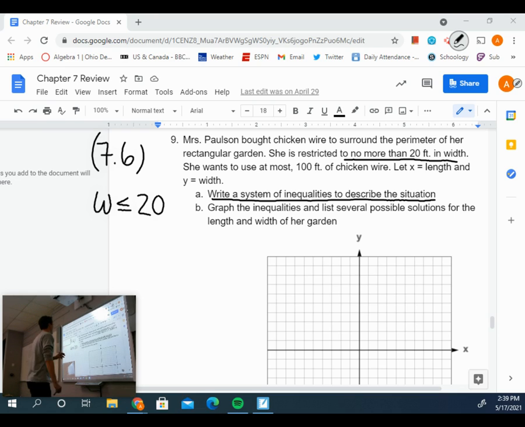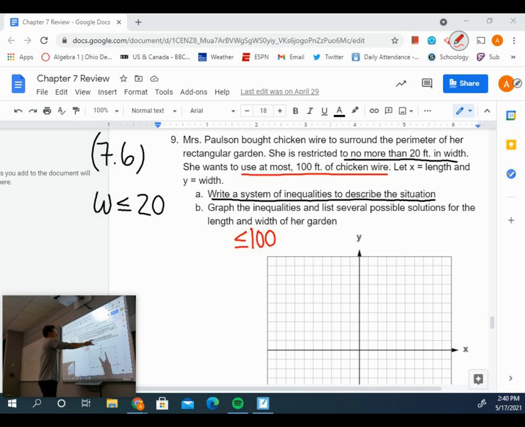This indicates that the width can be any value that is under or equal to 20, right? If you say no more than 20, you can have 20 and still be good. She also says she only wants to use at most 100 feet of chicken wire, which again indicates to me we're going to have an open side of the inequality facing the 100 with an equal to. At most 100 feet of chicken wire. We can equal 100, but we can't go over it.